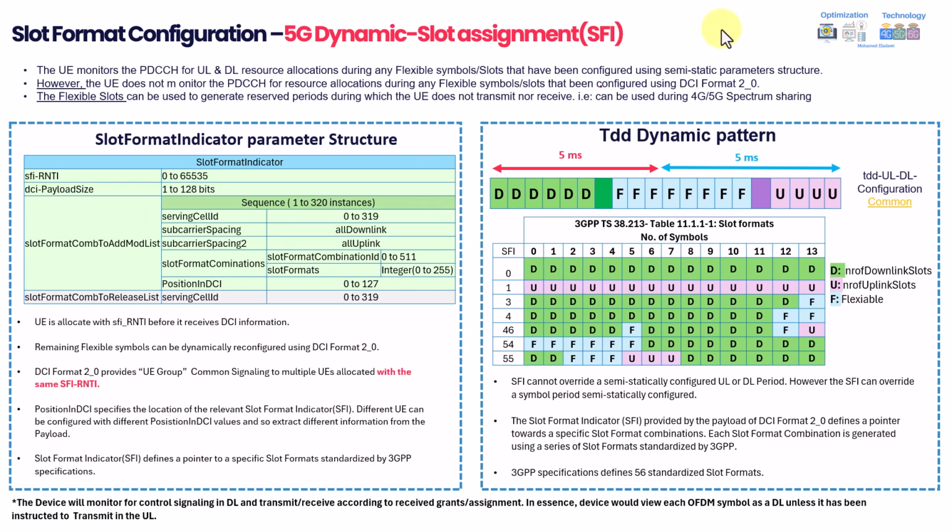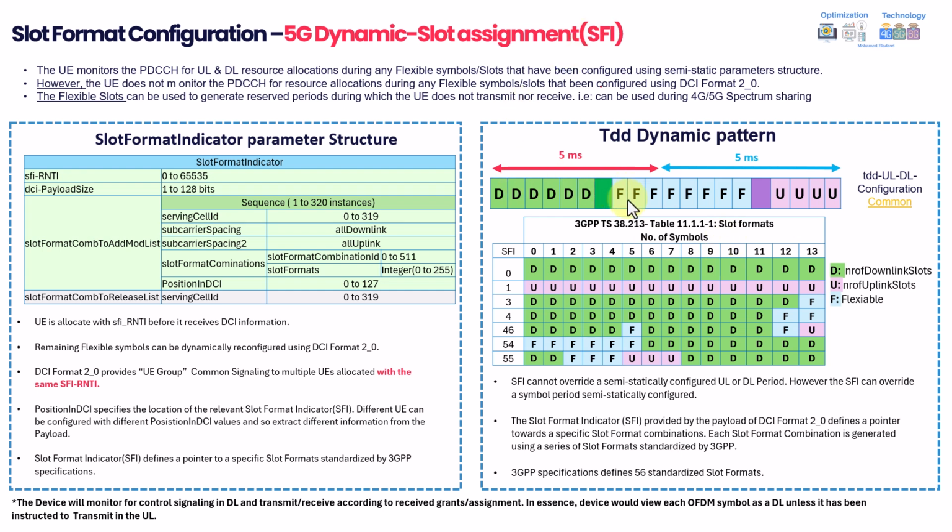Now for the dynamic part, as you can see, it's actually working on the remaining flexible slots, which are left over from the semi-static or from the static configuration, whatever flexible slots. But the main advantage of that part is that it can dynamically change the slots. For example, let's say a slot has 14 symbols. Sometimes it can make it all downlink or all uplink or partial downlink and uplink.